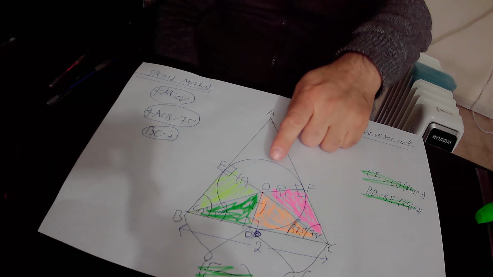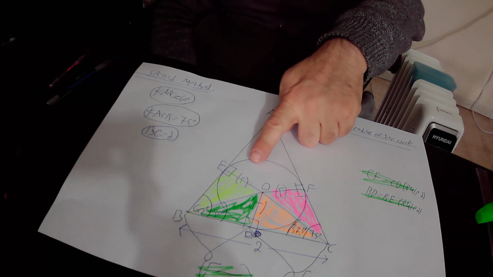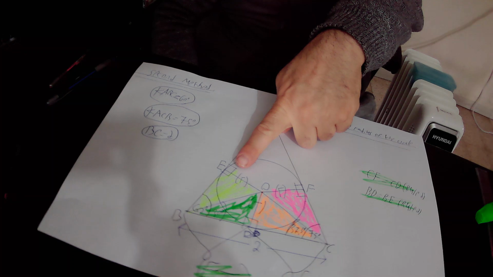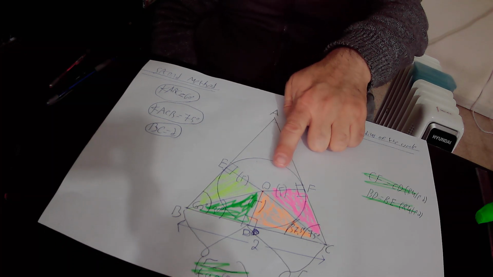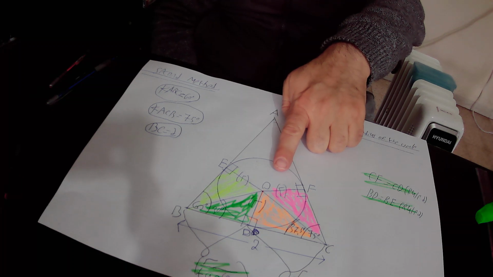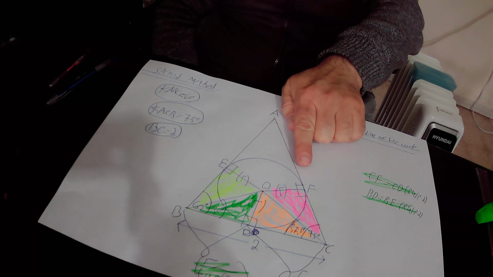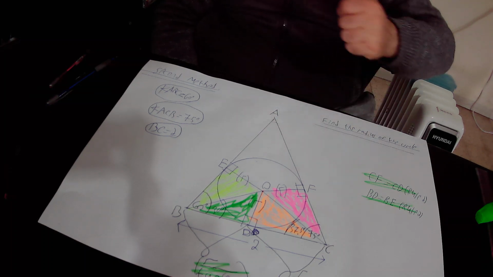We join points O and E together by a straight line. OE is the radius of this circle, and the radius OE is drawn to point E. Therefore, according to rule number 1, this angle equals 90 degrees, and this angle also equals 90 degrees. We join points O and F together by a straight line. OF is the radius of this circle, equal to R. The radius OF is drawn to point F. Therefore, according to rule number 1, this angle equals 90 degrees, and this angle also equals 90 degrees.